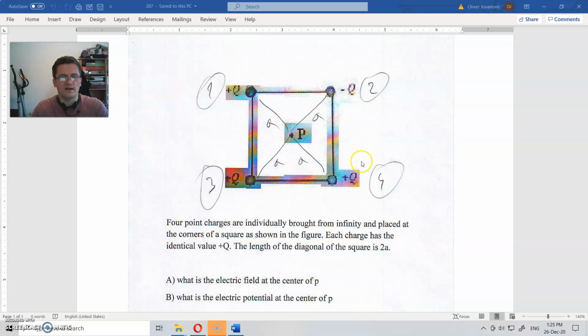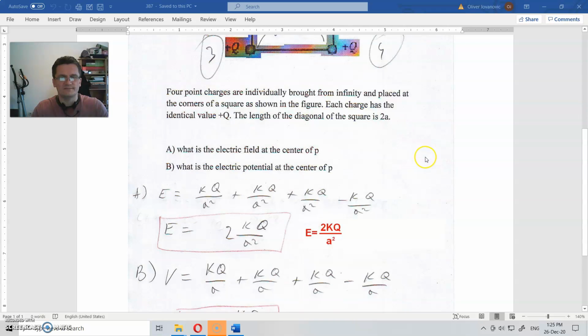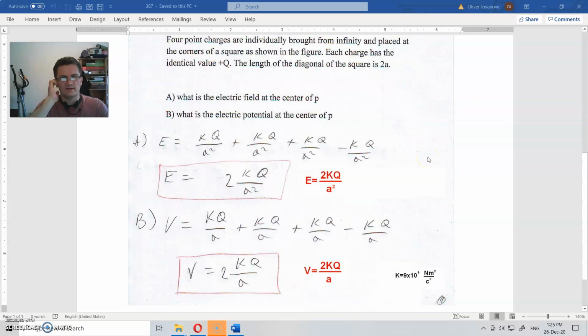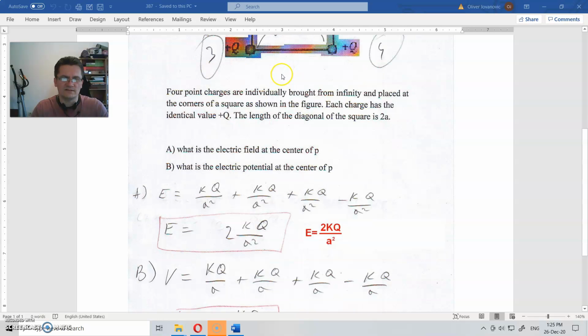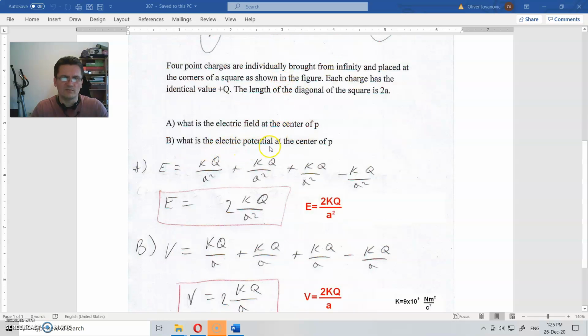So first of all, let us see what I wrote. I just placed here the electric field from this charge at this distance. Because that is positive, I just placed that much. That is the Coulomb constant, this is the Q, and this is the distance between those two. And we have 3 positive and 1 negative, and I placed 2KQ divided by a squared, because that is the distance. Okay, and what is the electric potential at the center P? So the electric potential is that much.